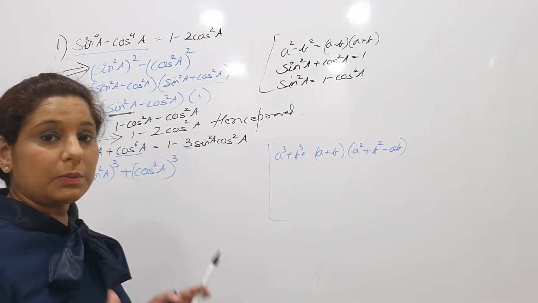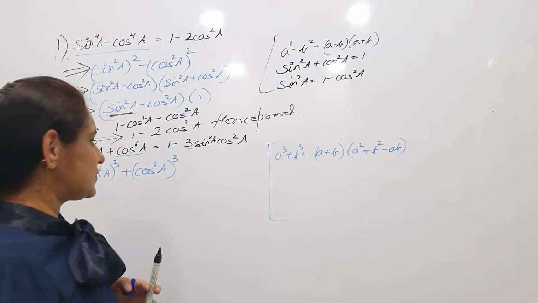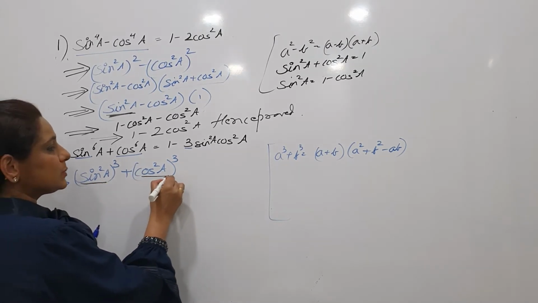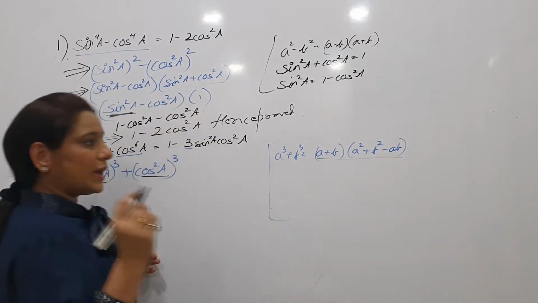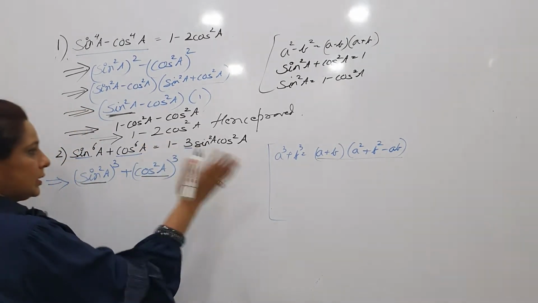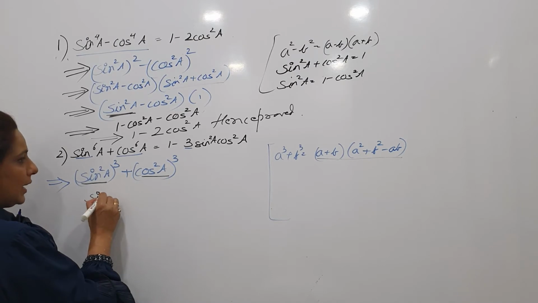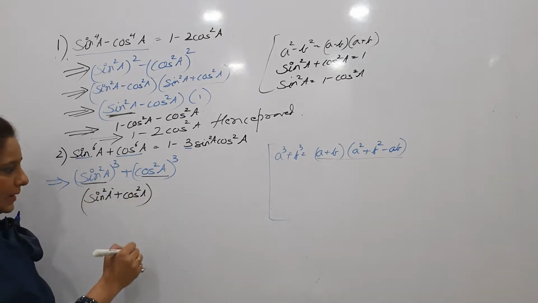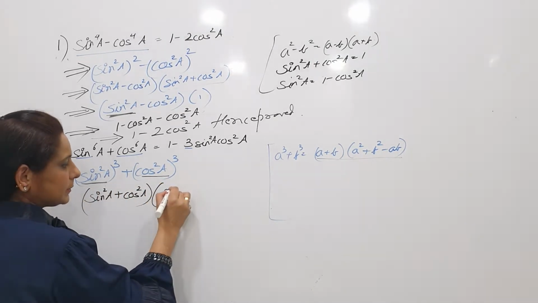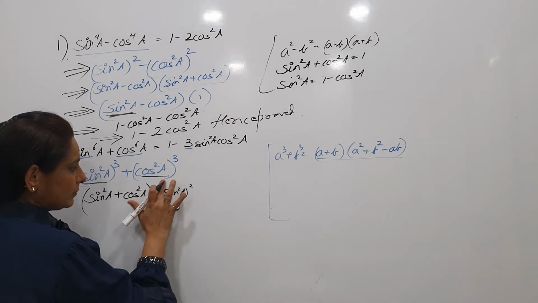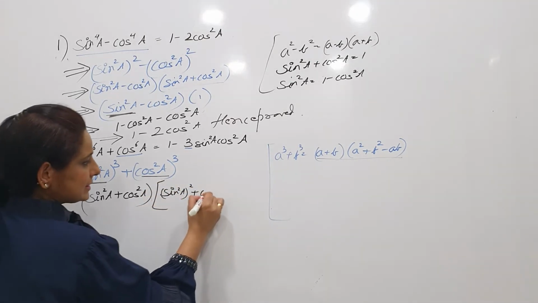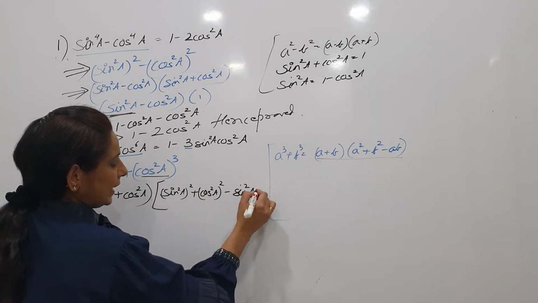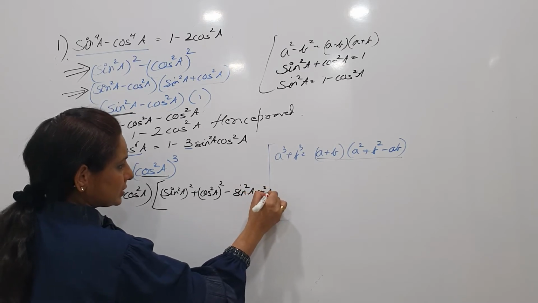This has already been taught in 9th standard and that too ample of times. So now what is our work? We will be converting this a³ + b³ into (a + b)(a² + b² − ab). So what is a for us? It is sin²a. So we'll write (sin²a + cos²a), that is our a + b. Then we will write (sin²a)² + (cos²a)² − sin²a cos²a.